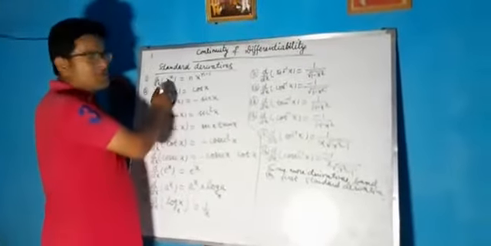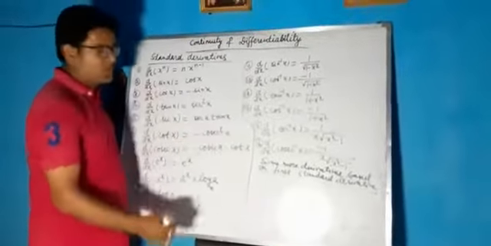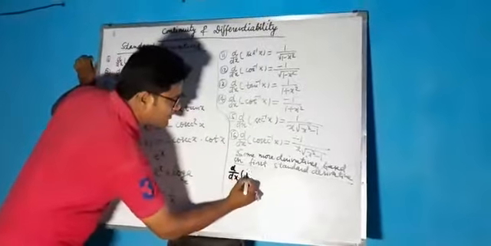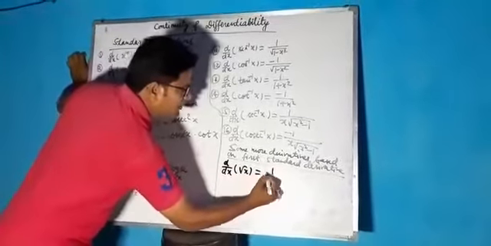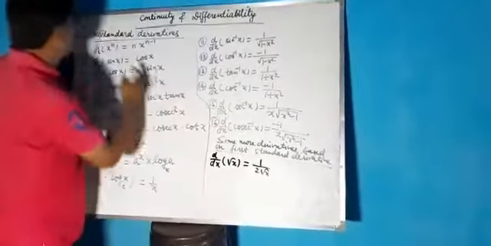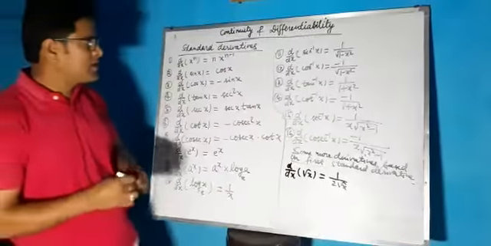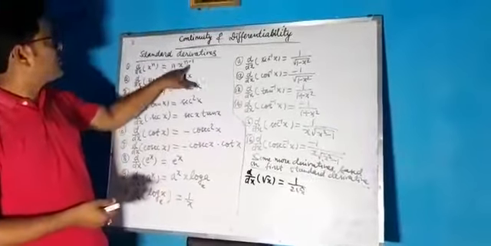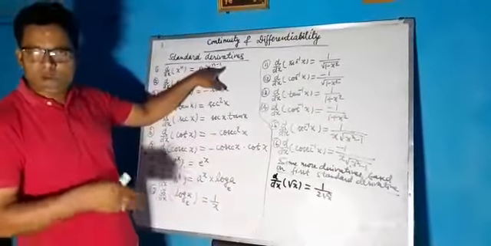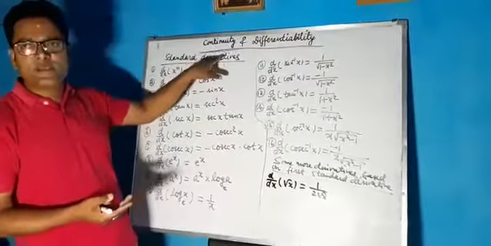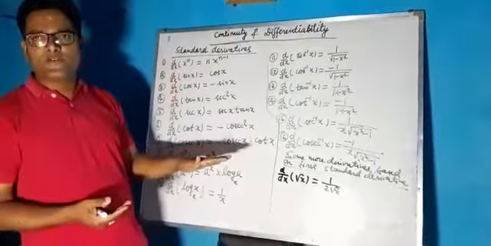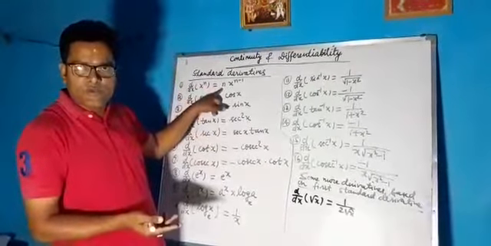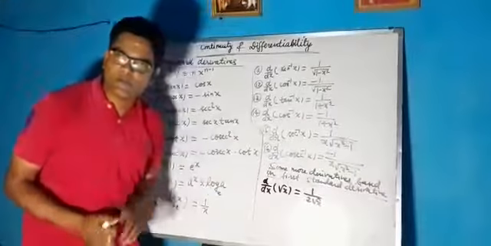See everyone, based upon this derivative of x to the power n, we can make some more formulae. For example, the derivative of root x will be 1 by 2 root x. Based upon this formula I can make it. Root x is x to the power half, so the derivative will be half into x to the power half minus 1. Half minus 1 is minus half, so x to the power minus half we can write as 1 by x to the power half. And x to the power half is again root x, so it is 1 by root x. Now I already have the half, so it is 1 by 2 root x.